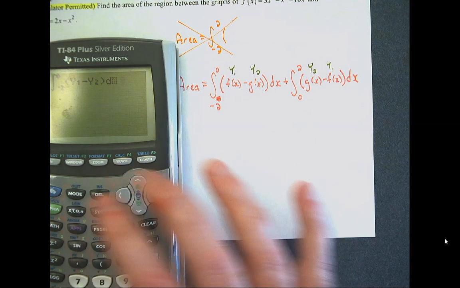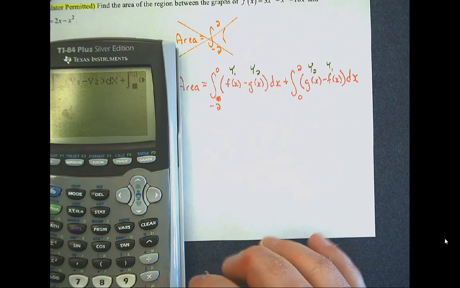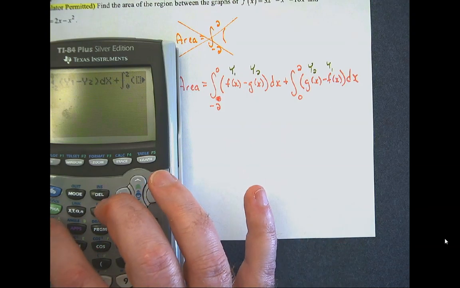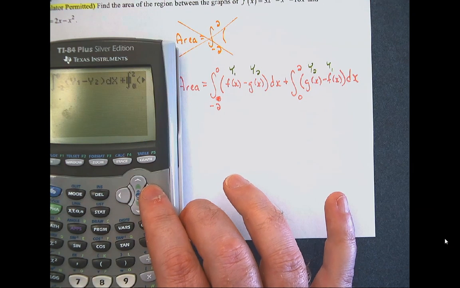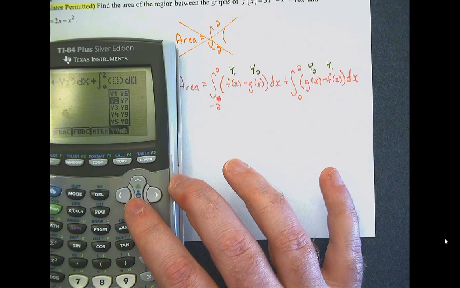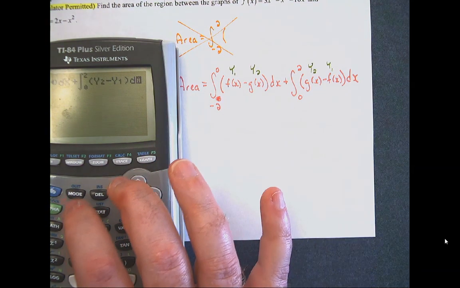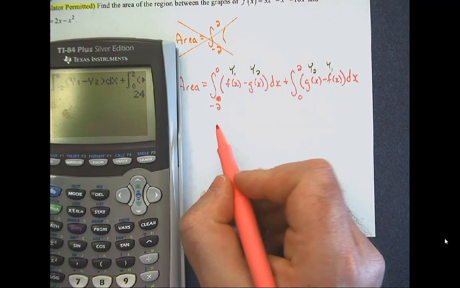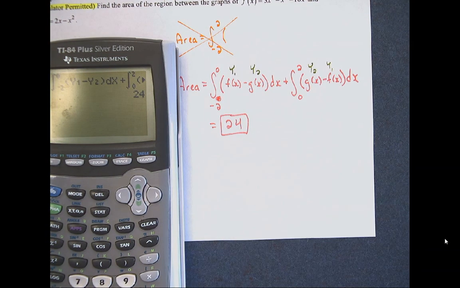According to what variable? Even though those y's are dependent on x, plus math 9 from 0 until 2 of y2 minus y1 according to x. Should get 24. Yeah. So our area is equal to 24.